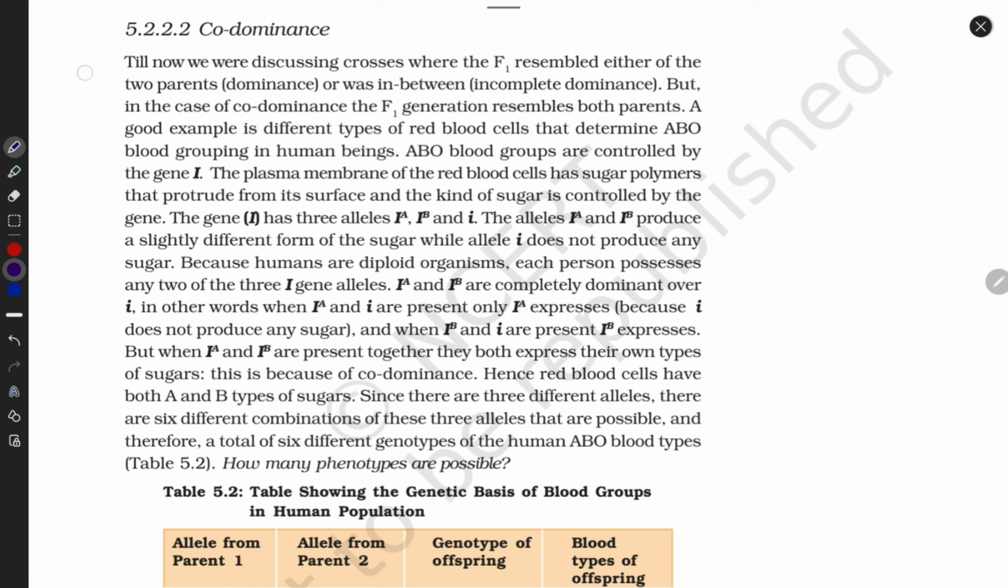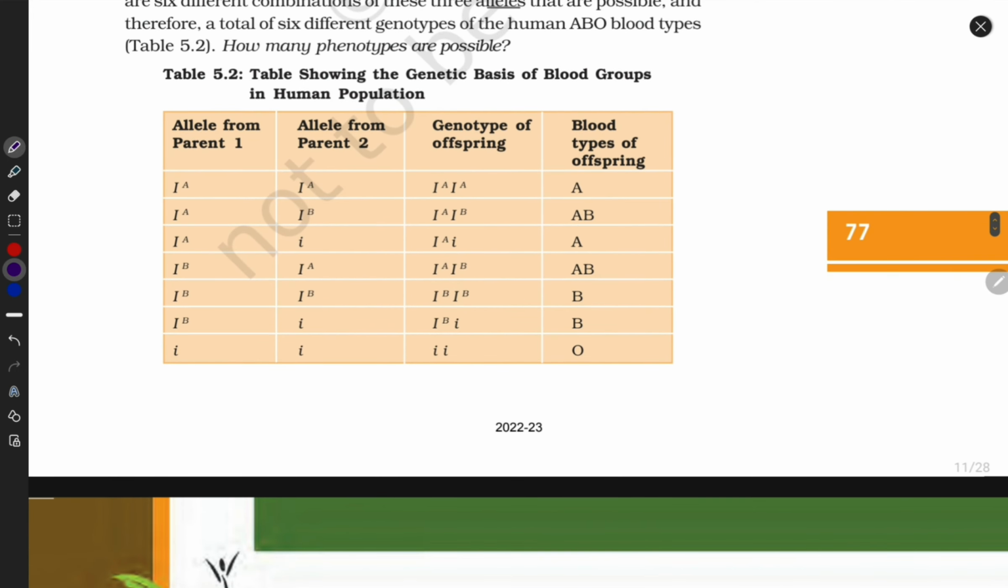Now let's start with the codominance. Previously we discussed incomplete dominance, that both individuals show their appearance and make a new thing. Codominance, same. This research is on blood group. We know now blood group A, B, AB, O. AB negative, AB positive, B positive, B negative, O positive. Okay, they show codominance. First of all, you have to know how to represent blood group.